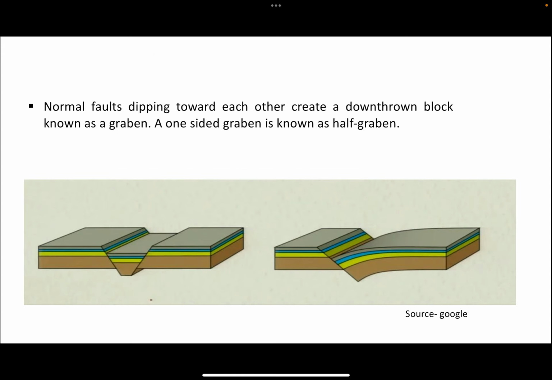Then we discuss the graben and the half graben. Normal faults dipping toward each other create a downthrown block, which is known as the graben. Then there is also the half graben. Here, you do not form the other conjugate set, and one set is extremely prominent. These are known as half grabens. So you may have subsidiary faults here, but the major master fault is this one. This is known as the graben, and this is known as the half graben.